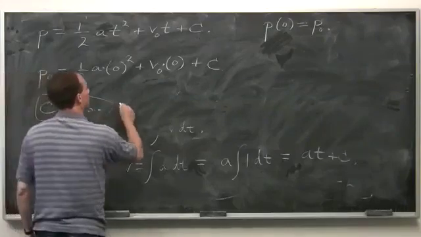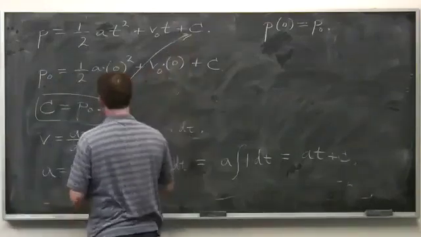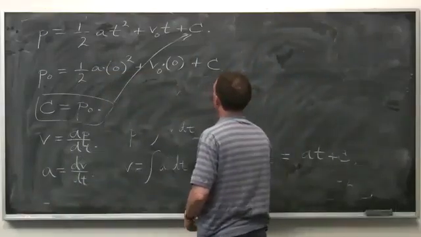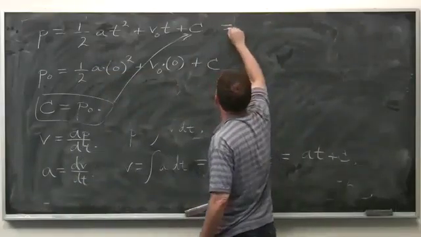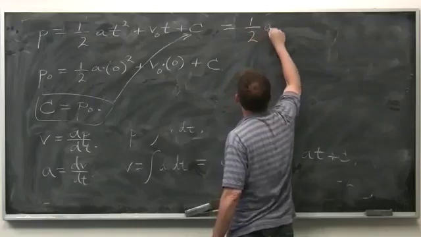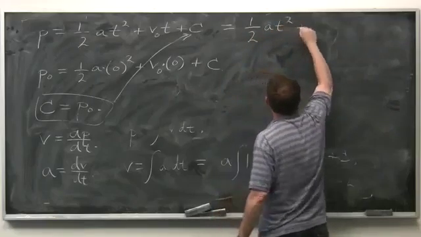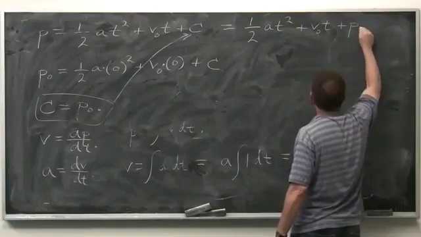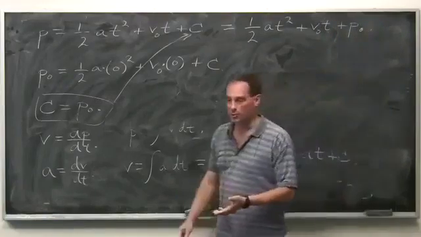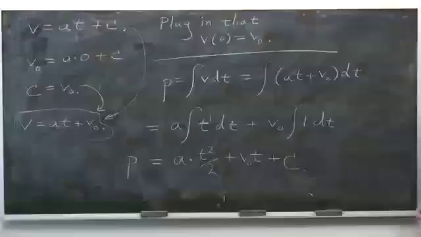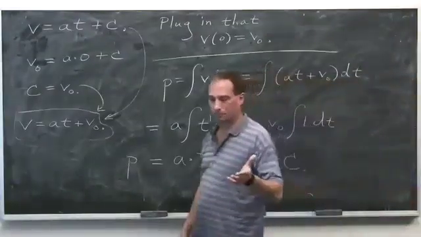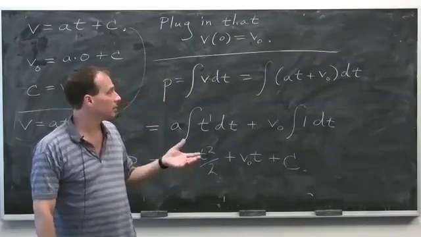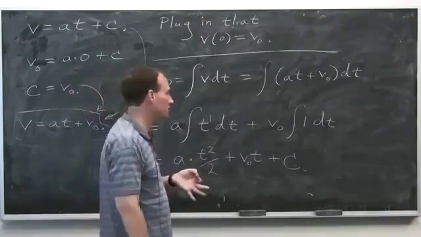And then you plug that back in up here, and it gives physical meaning to this seemingly arbitrary constant. You get 1/2 a t squared plus v naught t plus p naught. And that's our solution for the position as a function of time. That relied heavily on the fact that we were assuming the acceleration was constant.